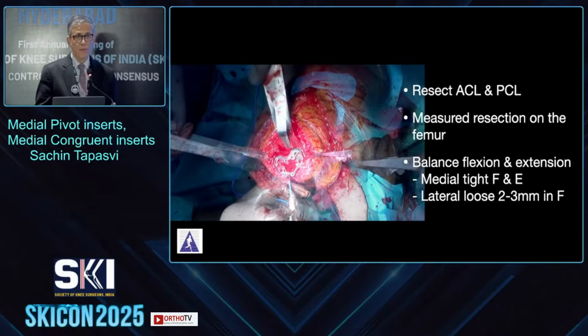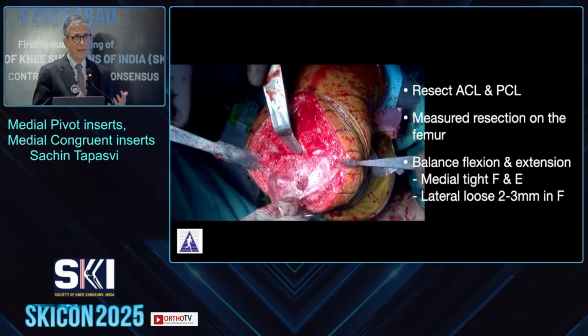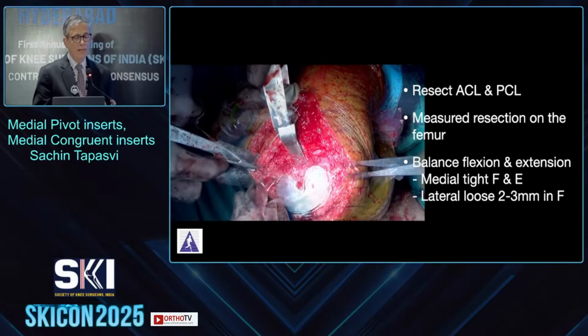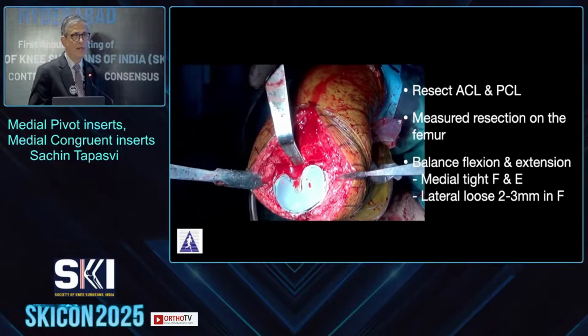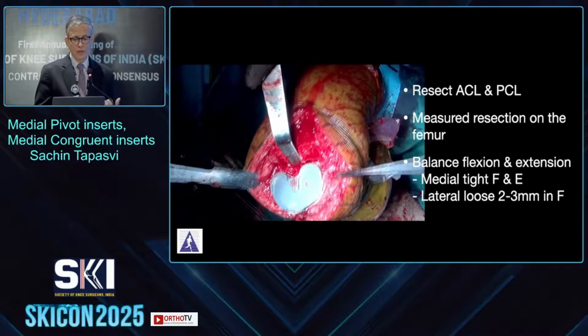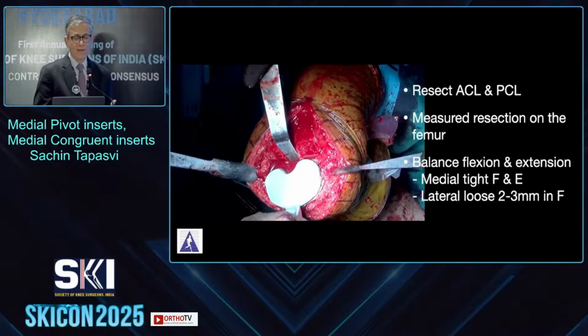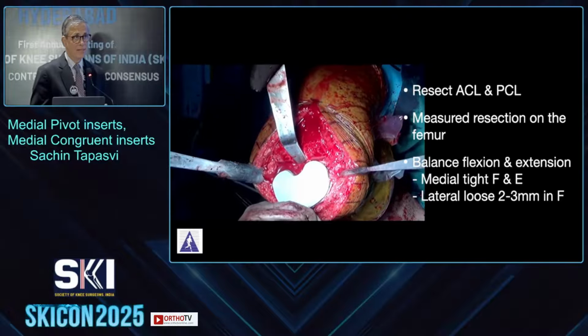So what is important and how should we be balancing it? Well, the medial side should be tight in both flexion and in extension. The lateral side should be tight in extension, and there should be about 2 to 3 millimeters of laxity on the lateral side in flexion is how you want to balance this out.